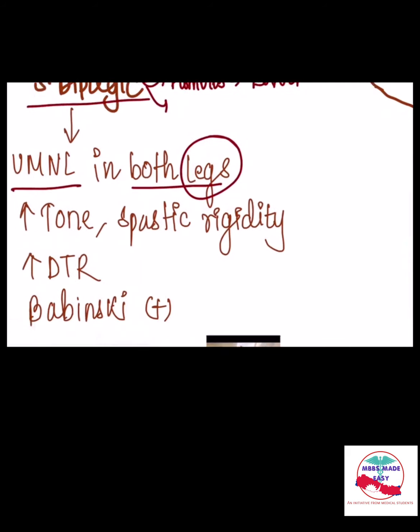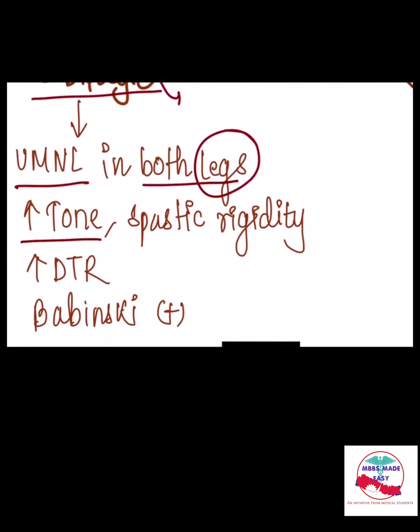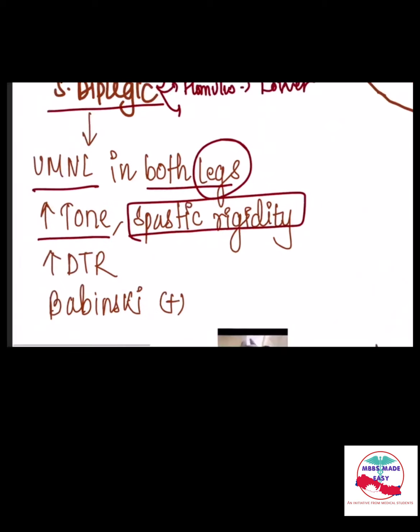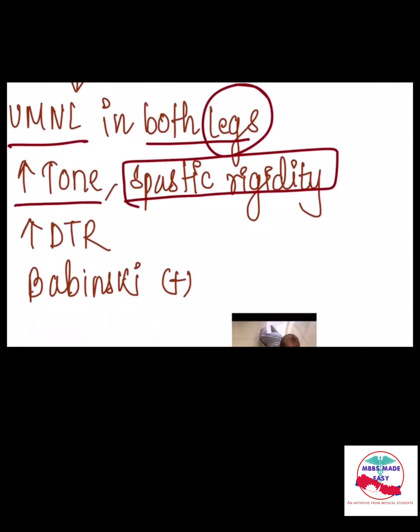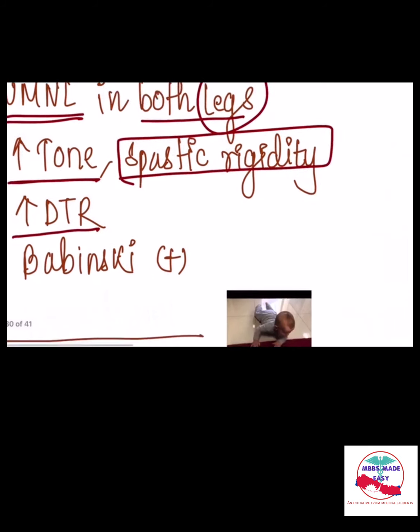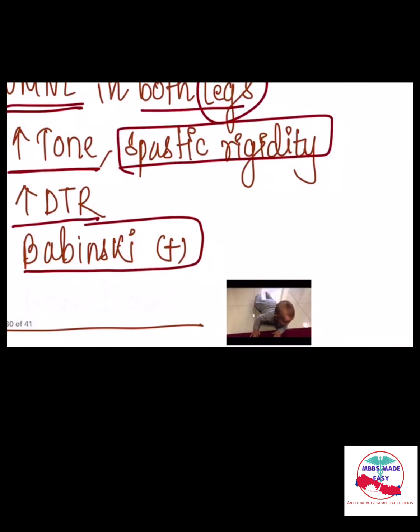Because there is an upper motor neuron lesion, there is increase in tone, and there is spastic rigidity of the lower legs. Because of the upper motor neuron lesion, there is increased tone, increased deep tendon reflexes, and the Babinski reflex is persistently positive beyond 1 year of age.